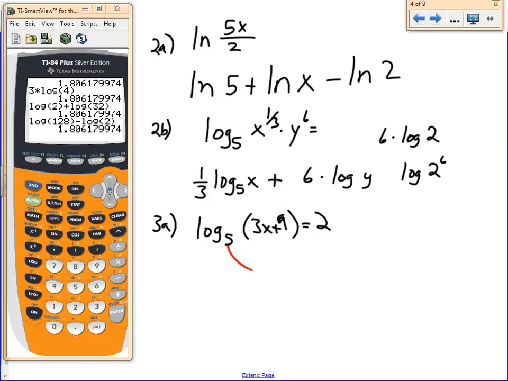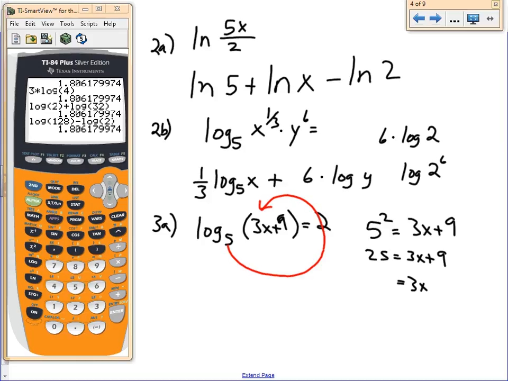I'm going to say 5 with the 2. Five is the base, 2 is the exponent. So 25 equals 3x plus 9. If 25 is equal to 3x plus 9, then 3x equals 16. Divide by 3, x is 16 thirds.